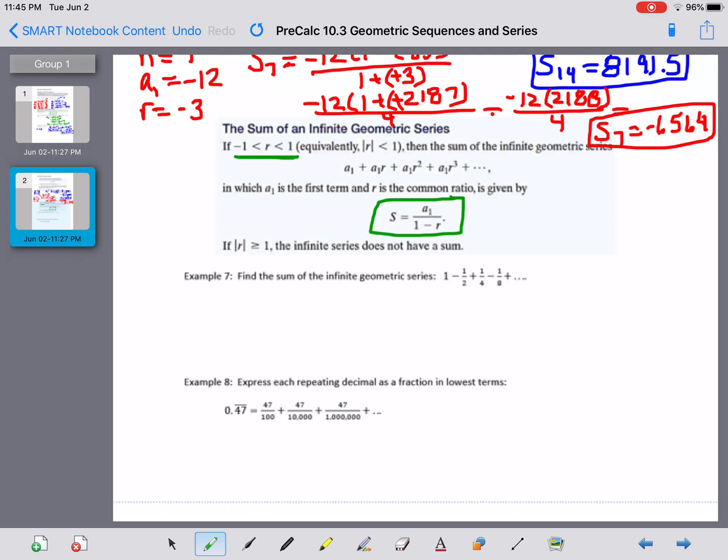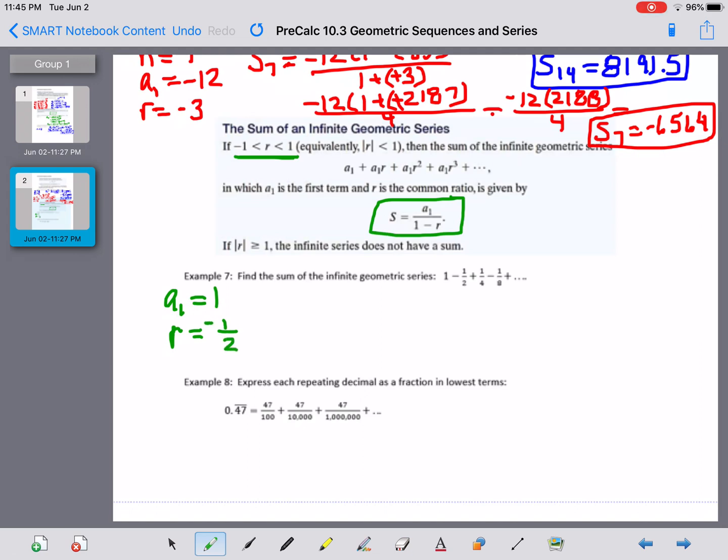Okay, it says find the sum of the infinite geometric series, and you'll notice I have a 1, a -1/2, a positive 1/4, a negative 1/8, a positive 1/16, and it goes on and on. So I need to know two things this time. I need to know my first term, which happens to be 1, and I need to know my common ratio. It looks like I'm taking half each time, and it also looks like I'm switching signs every other time, so it must be -1/2.